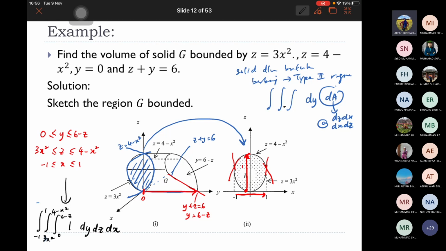So dapat. Cuba settlekan the integration. So kena pandai sketch lah. And then tahu bentuk dia berdiri ke, baring ke atau menyengit. Then only kita akan dapat tentukan dia punya apa nama dia. Then only kita akan dapat tentukan dia type 1 ke, type 2 ke atau type 3.